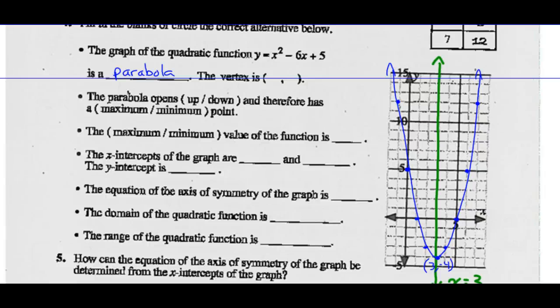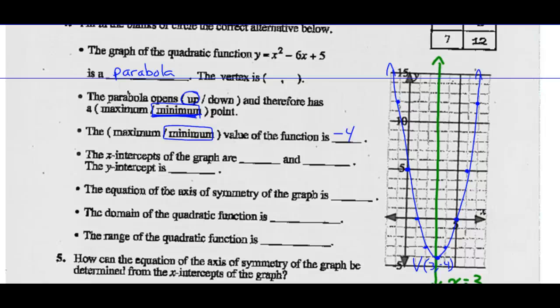This parabola opens up, we can clearly see that, and therefore it has a minimum value, or a minimum point. The minimum value of this function should be, according to the definition above, the y-coordinate of the vertex. So our vertex has the coordinates (3, -4). The y-coordinate of that is -4. So the minimum value of this function is -4.